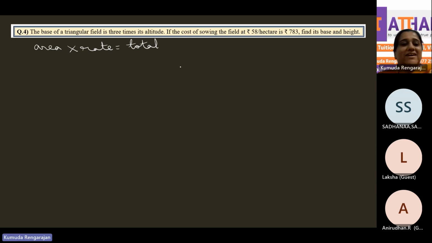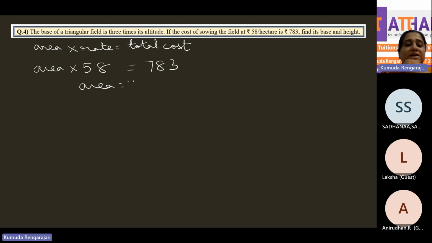Area into rate is equal to total cost, correct? What's the area? We don't know. Area we don't know, into what's the rate? 58. What's the total cost? 783. So then what is area? 783 divided by 58. How much is that?